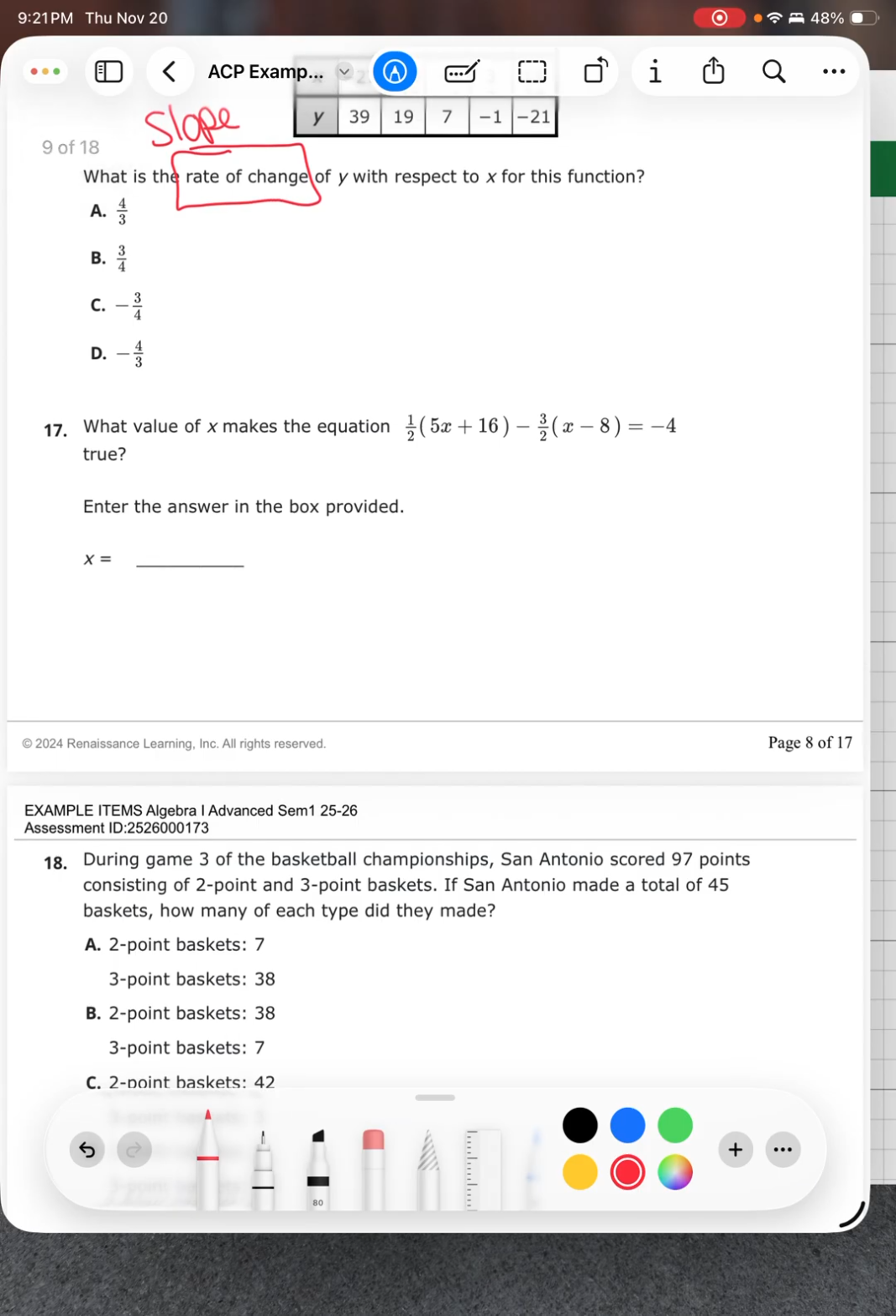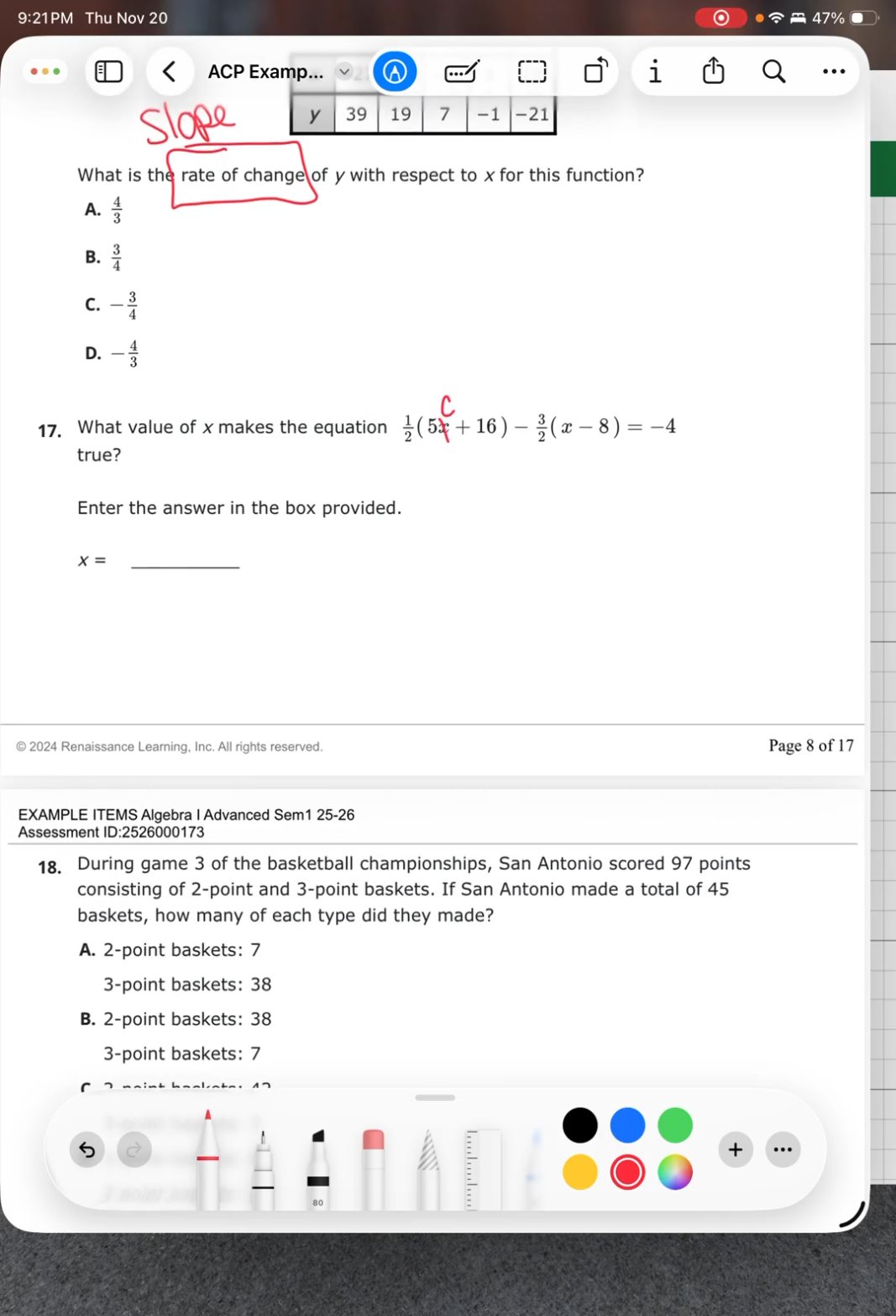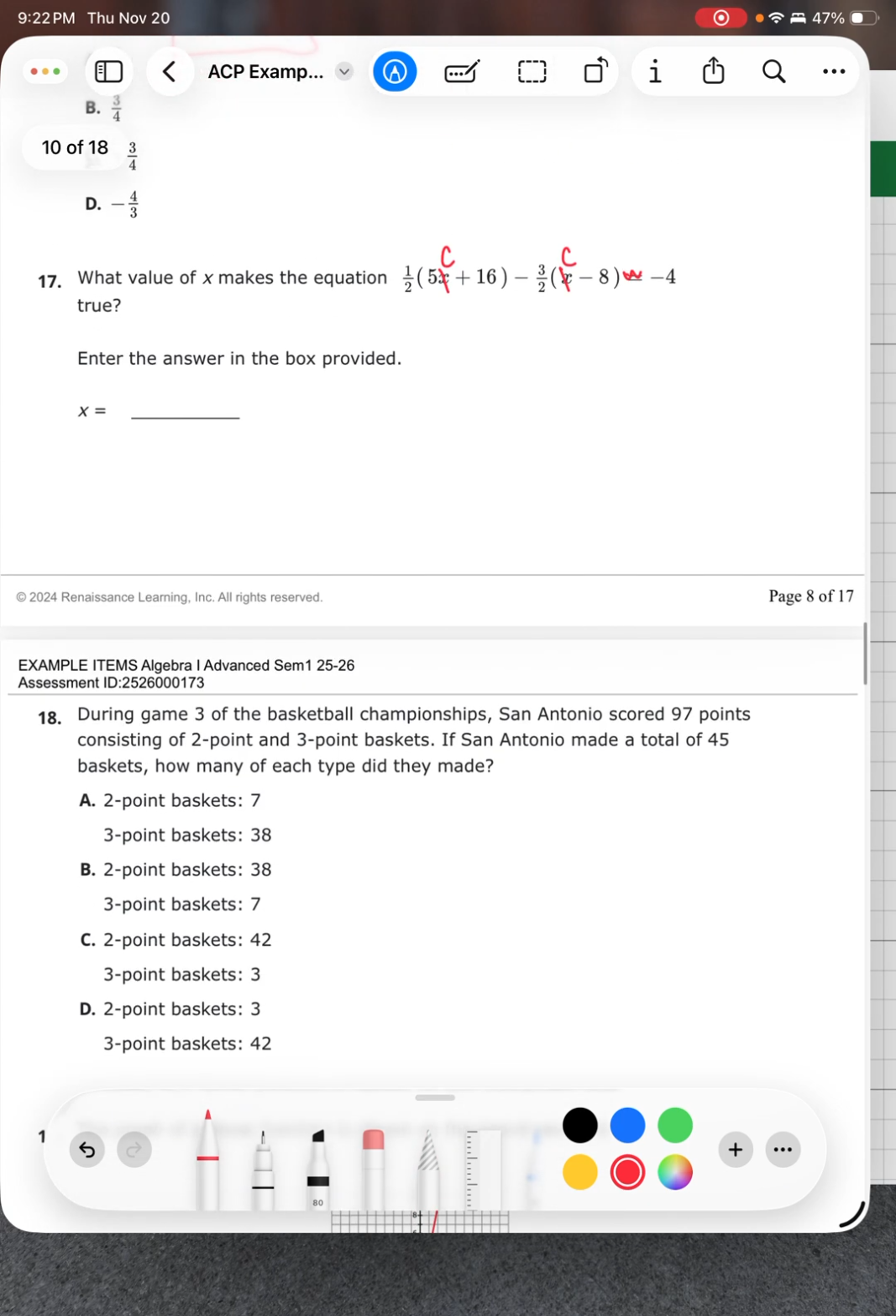17, same thing. It says which value of x makes the equation true. So I'm just solving for my variable, so I can change my variable to a different letter here and change my equal sign to a tilde and get my answer for x.